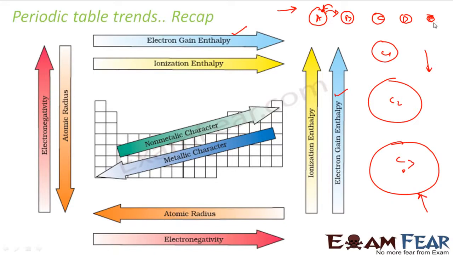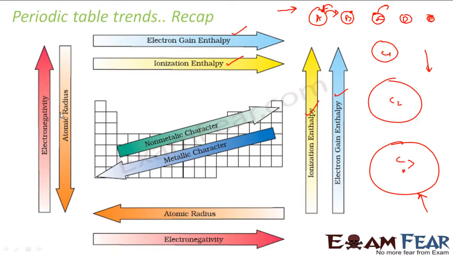Correct? The moment the size decreases, the outermost electron, the valence electron, is more in control of the nucleus. It will be difficult to pluck electrons, so it needs more energy to pluck one electron. So the ionization enthalpy increases. Similarly, if you go up, the size decreases. Again, since the size decreases, it is difficult to pluck an electron, right? So the ionization enthalpy increases.